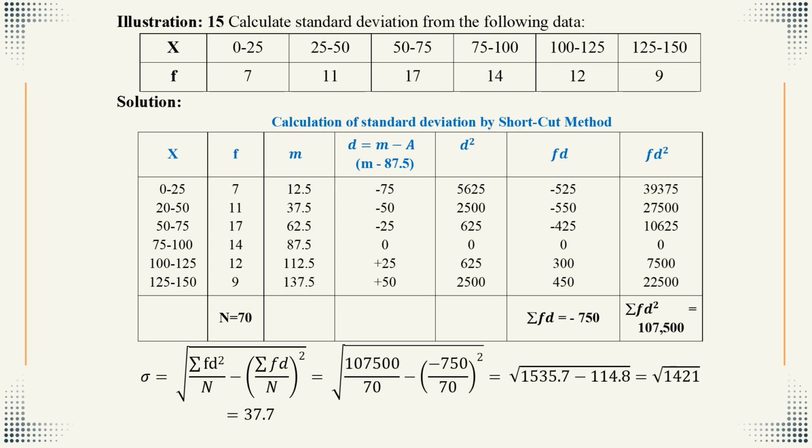Then that f should be multiplied with the d square, that is the fifth column and the second column should be multiplied. That is 7 into 5,625, 11 into 2,500, 17 into 625, 14 into 0, 12 into 625, 9 into 2,500. Total of it should be calculated, that is 1,07,500. Sigma fd is minus 750. Then applying these values in the formula, it will give 37.5, which is in between 0 to 150.